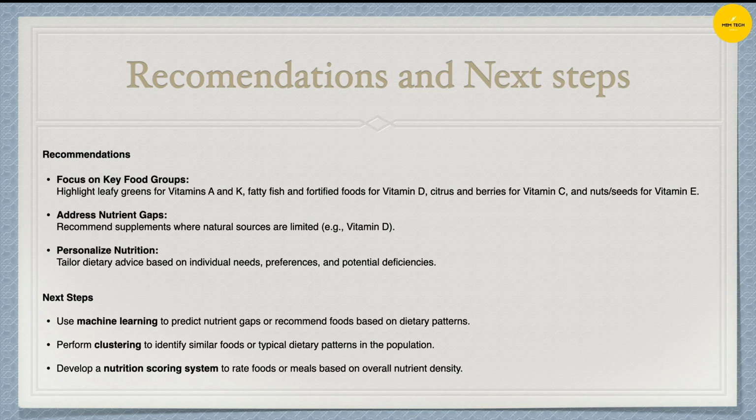Looking ahead, we can focus on key food groups to address nutrient gaps, recommend supplements where needed, and personalize nutrient advice. Future steps could include using machine learning to predict nutrient gaps, clustering dietary patterns, or even developing a nutrition scoring system. These three steps can be implemented next to diversify between different nutrients and food groups, and I think data modeling can definitely help with a proper understanding of this project.